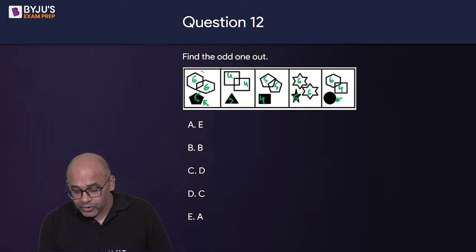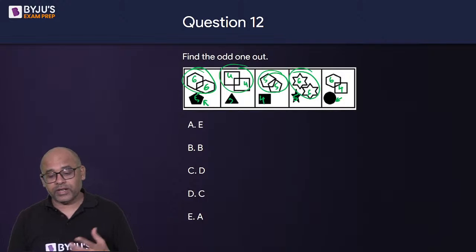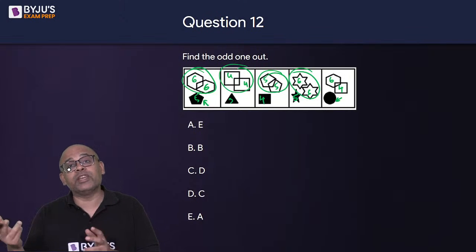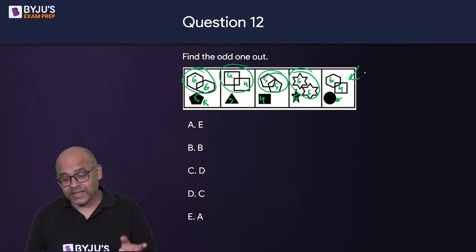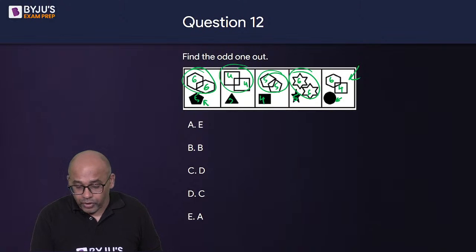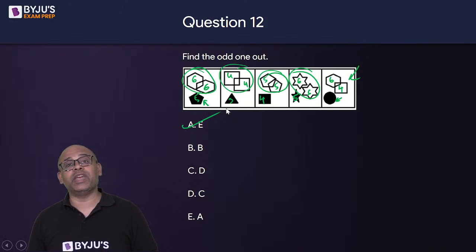So everywhere you have the intersection of same types of things, or at least if not intersections, there are same type of thing repeating twice. Here it is not the same type. You have a hexagon and you have a square. Therefore E is the answer, which means option A.